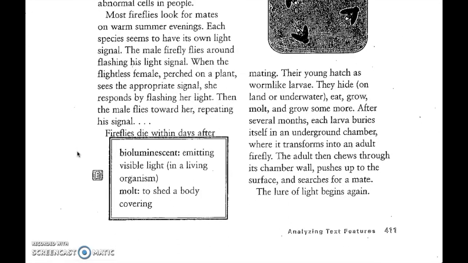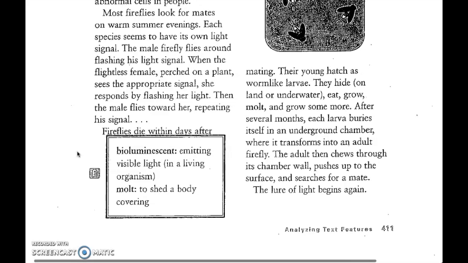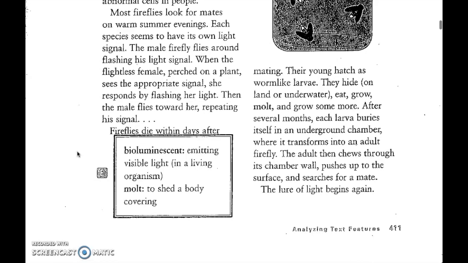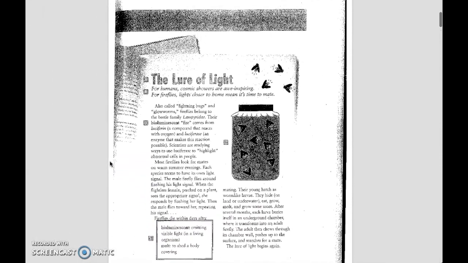Their young hatch as worm-like larvae. They hide on land or underwater, eat, grow, molt, and grow some more. After several months, each larva buries itself in an underground chamber where it transforms into an adult firefly. The adult then chews through its chamber wall, pushes up to the surface, and searches for a mate. The lure of light begins again. In the box here, bioluminescent means emitting visible light in a living organism. Molt means to shed a body covering. So here is a picture of the whole article.